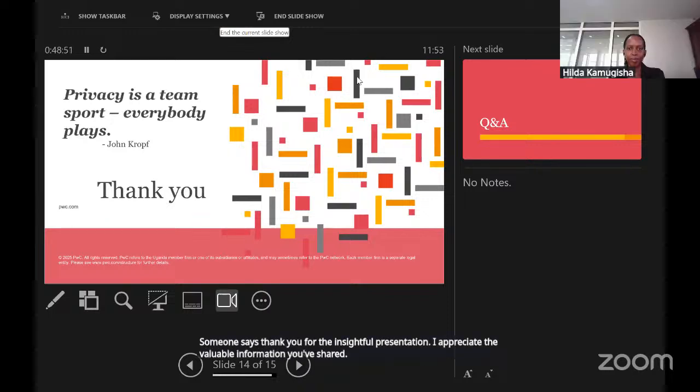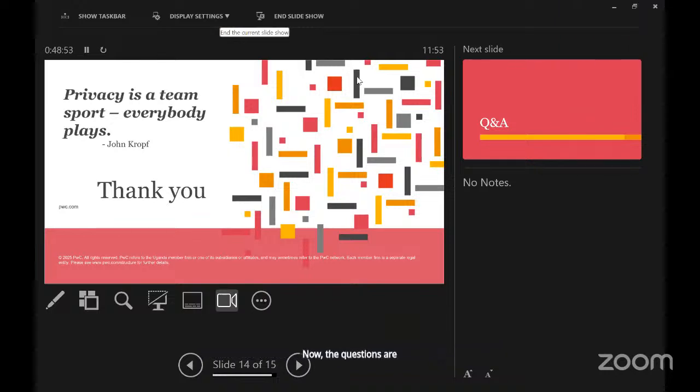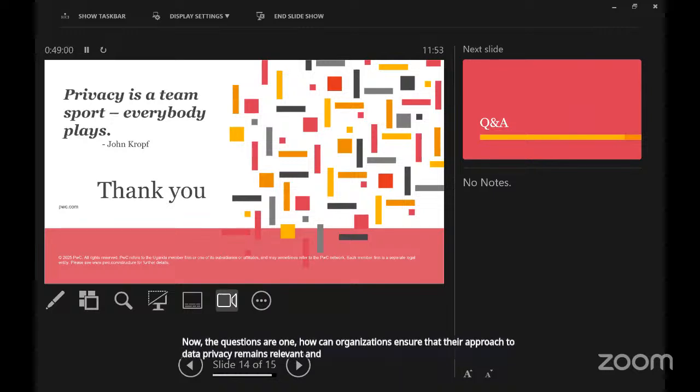Now, the questions are: 1, how can organizations ensure that their approach to data privacy remains relevant and effective in light of evolving regulations and technological advancements?